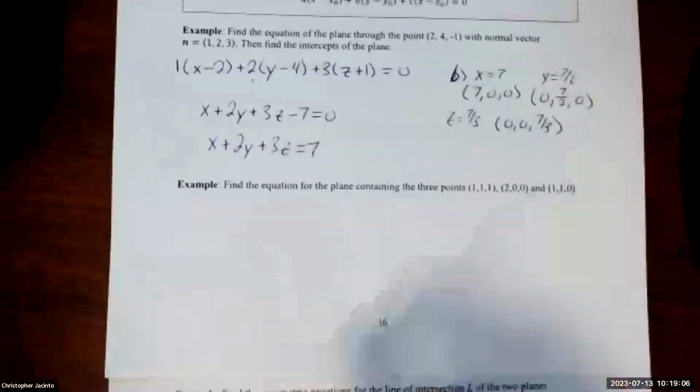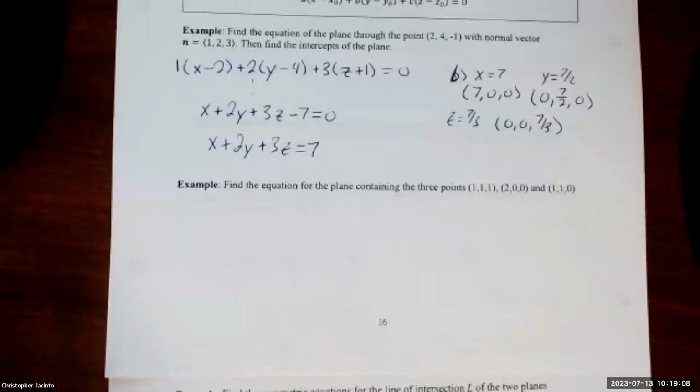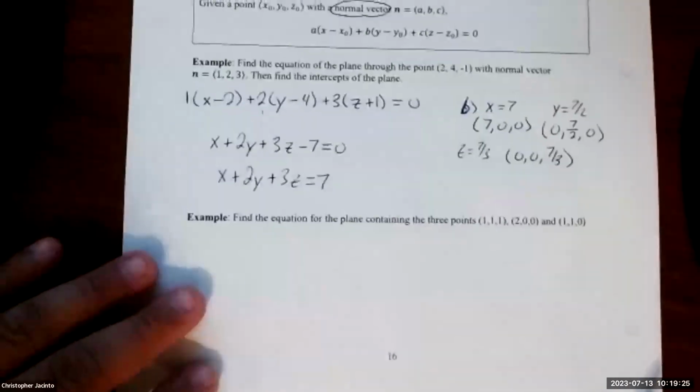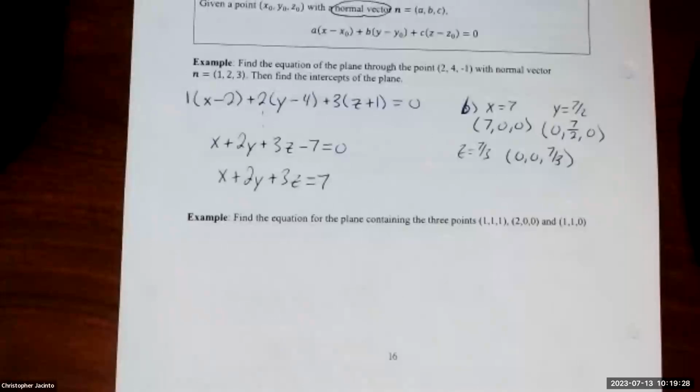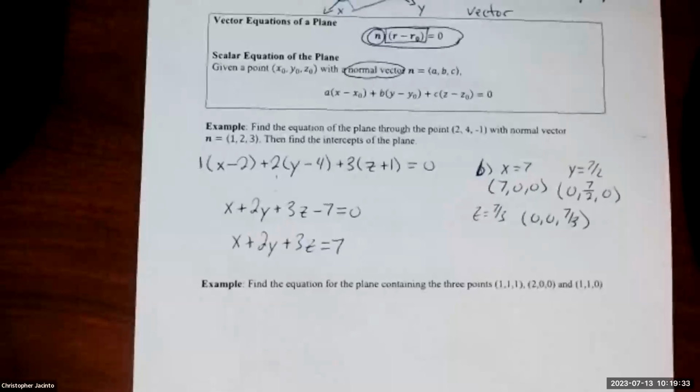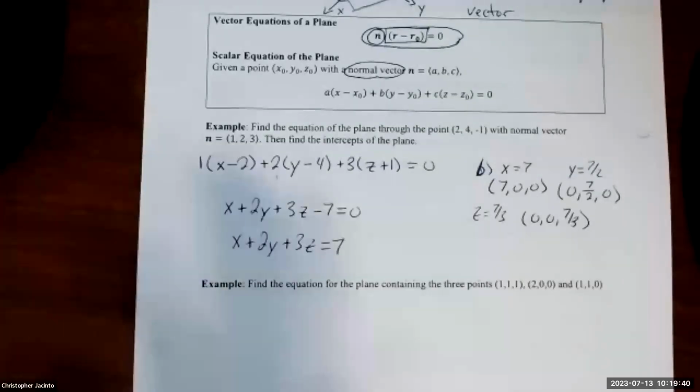Right. More practice. Find the equation of the plane containing the 3 points (1, 1, 1), (2, 0, 0), and (1, 1, 0). All right. So this is what I mean by, you're not going to have to just know your stuff, but remember the definition. We have an initial point. We could pick any of the 3 points we want. It really doesn't matter which one you choose. However, we need a normal vector, no matter what. Remember, normal means we need something that's perpendicular.